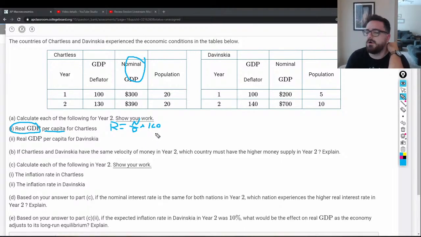Okay. All right. So for real GDP, nominal was, oh sorry, it says for year 2. Oof, close call there. 390 over 130, which seems like it's hard. It's not. Times 100. 390 over 130 is 3. Does 13 go into 39? It's like 13, 26, 39. It's 3 times 100. That's just 300. Okay. That's for my real GDP per capita. I got to divide by 20. Cancel the zeros. That's 15.